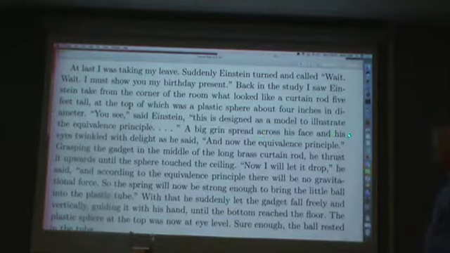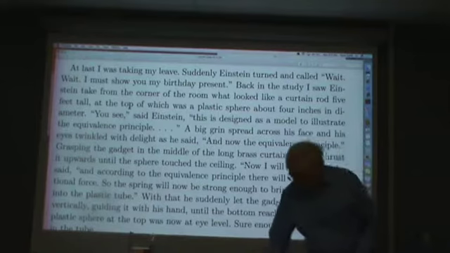A big grin spread across his face, and his eyes twinkled with delight as he said, and now the equivalence principle. Grasping the gadget in the middle of the long brass curtain rod, he thrust it upwards until the sphere touched the ceiling. Now I will let it drop, he said. And according to the equivalence principle, there will be no gravitational force. So the spring will now be strong enough to bring the little ball into the plastic tube. With that, he suddenly let the gadget fall freely and vertically, guiding it with his hand until the bottom reached the floor. The plastic sphere at the top was now at eye level. Sure enough, the ball rested in the tube.